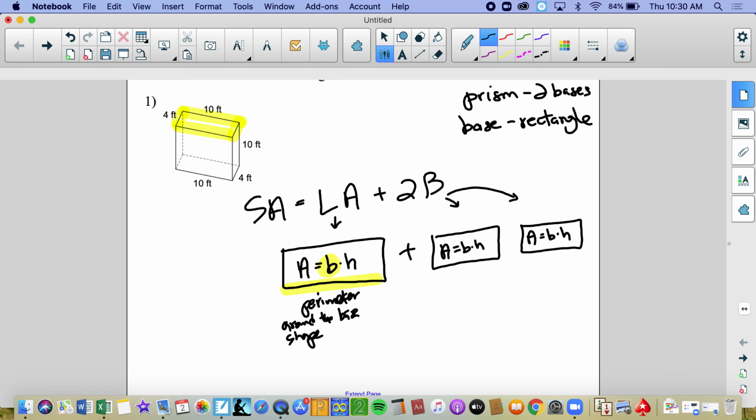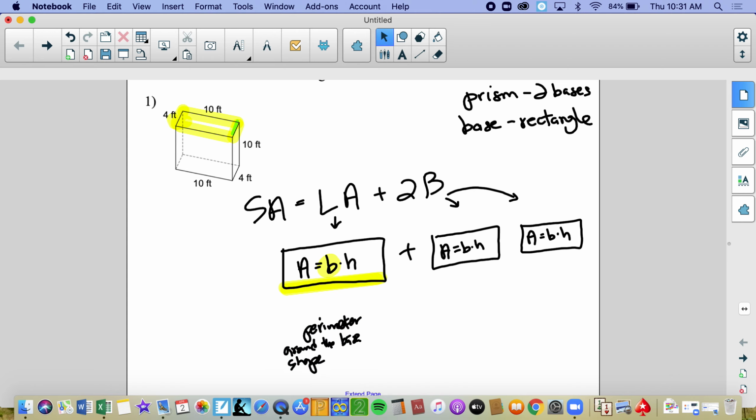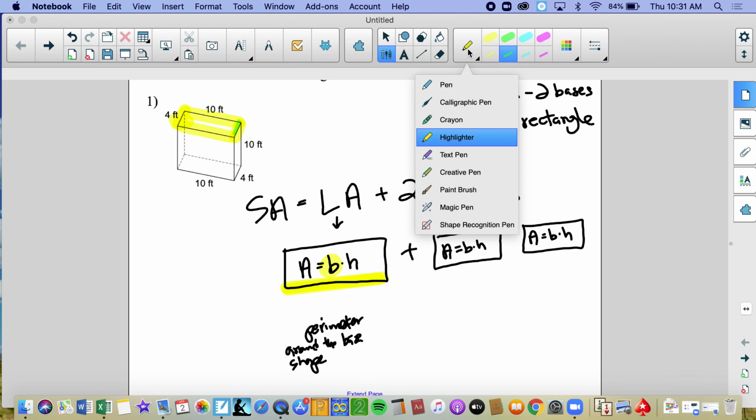And what is that? Well, I left it in yellow. The perimeter around the base shape is going to be that distance. So this base of my rectangle for my lateral area will be the same. So now I have to add up the sides. This distance is going to be 4. I know it's going to be 4 because it's parallel to this value.